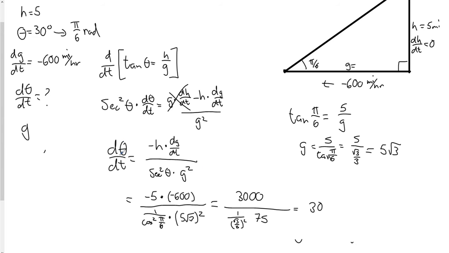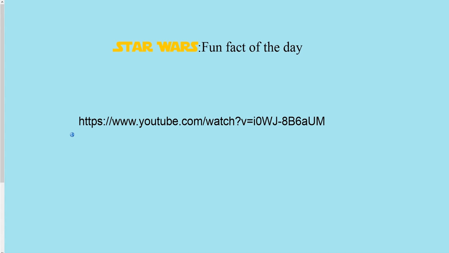But this is d theta over time. So since theta we've changed to radians, and time is in hours, we know that this is going to be 30 radians per hour. All right, well, that's a long one, and I know it is, folks, and I apologize for that, but this is some tough stuff, and it's very important stuff because they cover it very much in the AP Calculus exam.